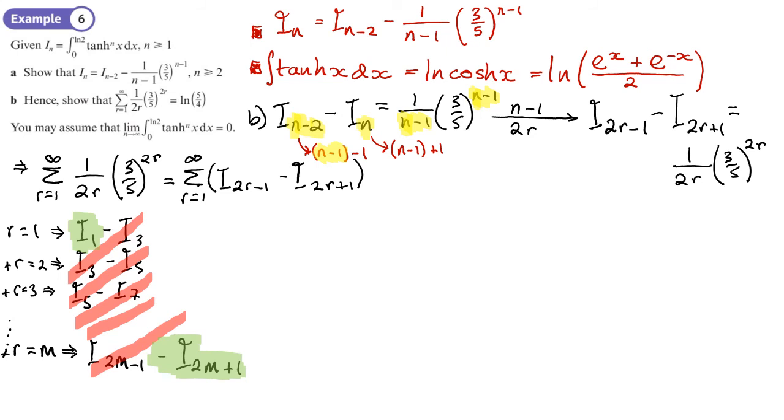Now you could write this term here, since we're going from r equals 1 to infinity, suppose we could say, right, this is I sub infinity, couldn't we? We could write it like that. We're looking at the limit as m approaches infinity. So then let's do this. As m tends to infinity, what we'll get is this. That sum will equal I sub 1 minus I sub infinity.